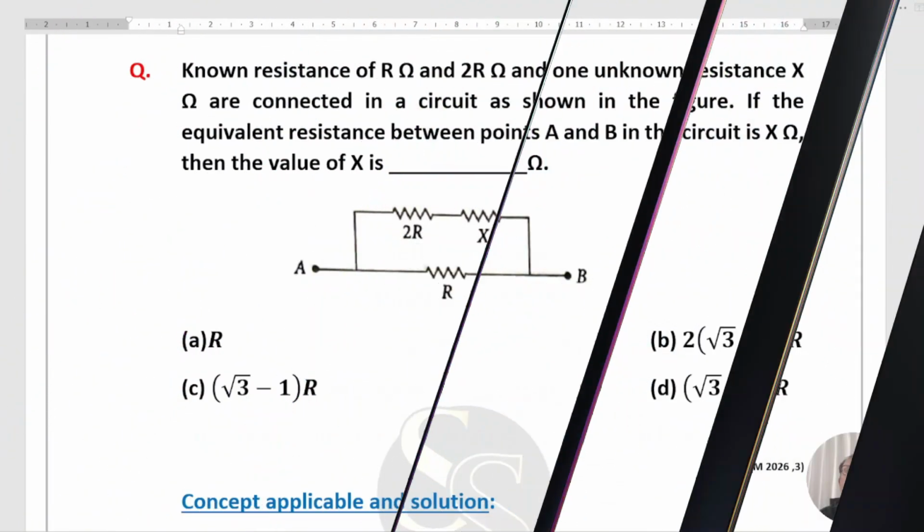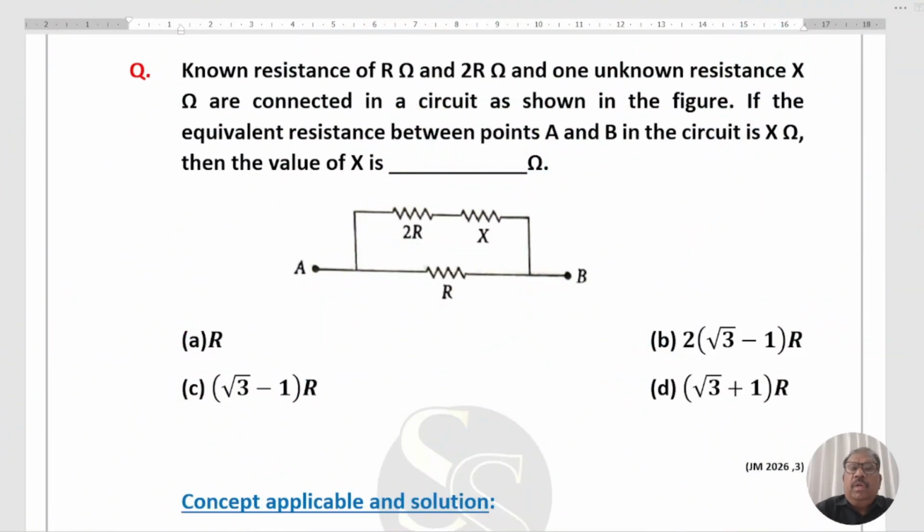Let's start. The question is: resistances of R ohm and 2R ohm and one unknown resistance X ohm are connected in the circuit as shown in the figure.